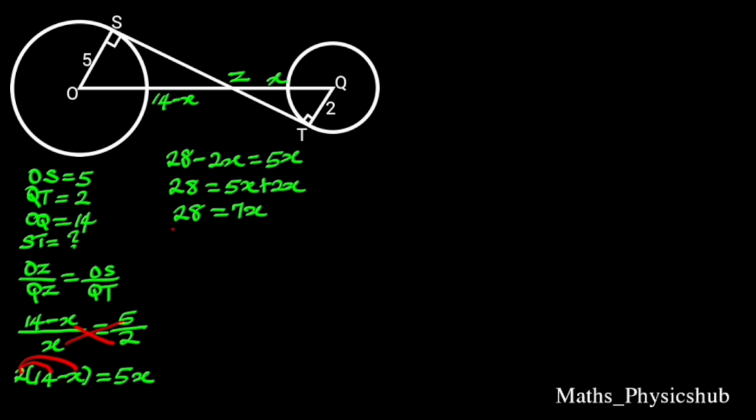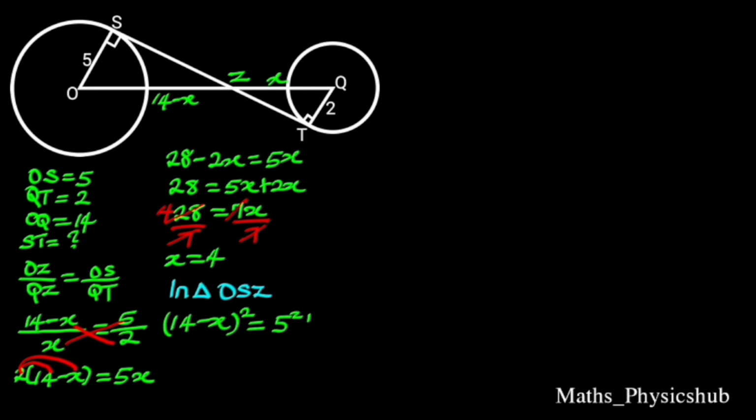To find x, we divide both sides by 7. 7 will cancel out 7, and 28 divided by 7 is 4. Hence, x equals 4. Next we can find ST by Pythagoras rule in each right-angled triangle. In triangle OSZ, 14 minus x square equals 5 square plus SZ square. Next we plug in the value of x, which equals 4, in the bracket. Doing so will give us 14 minus 4 square equals 5 square plus SZ square.